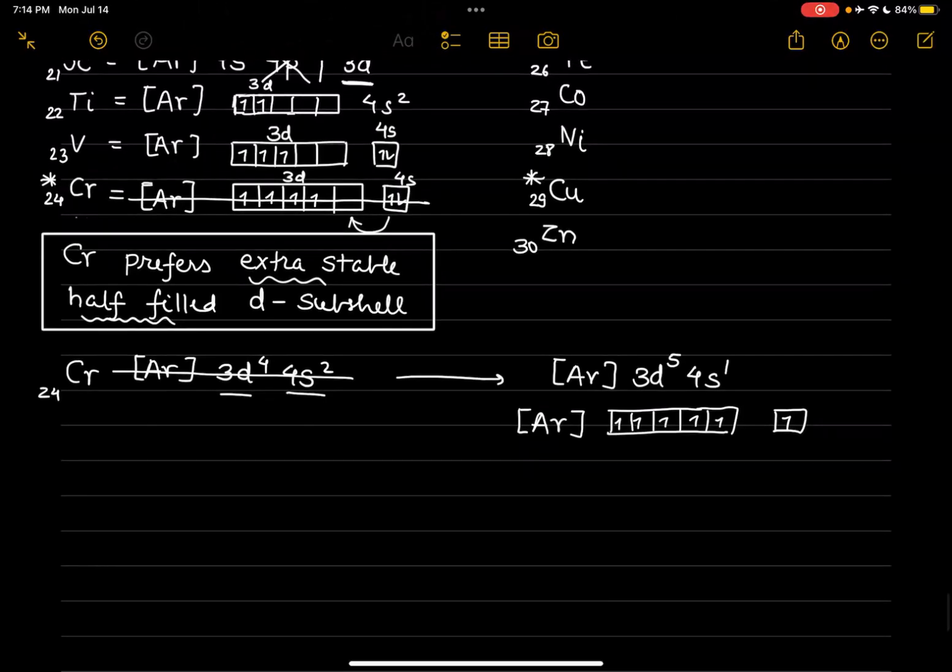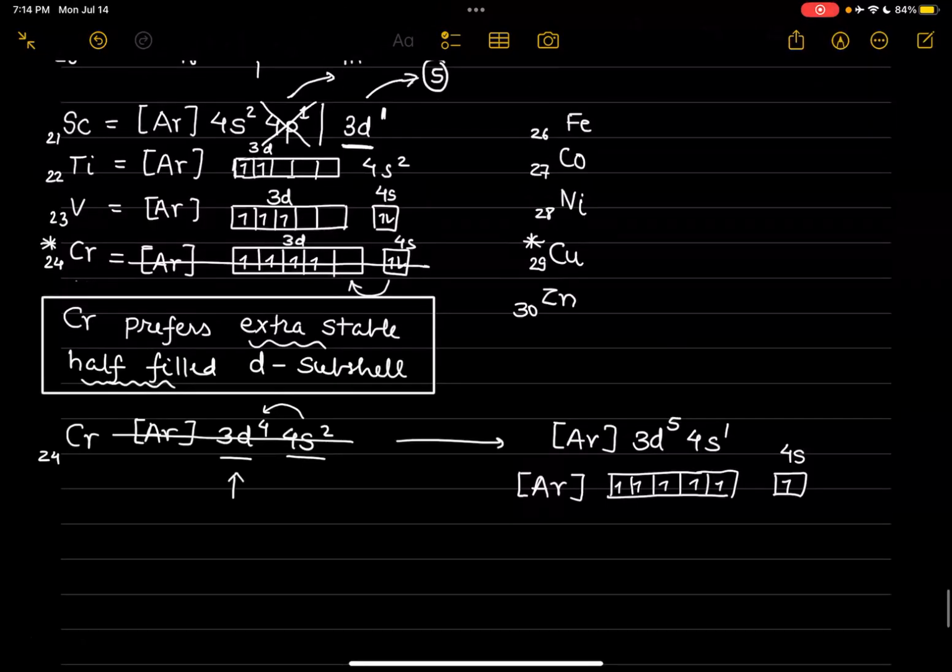How can you get it half filled? You can't bring in 26 electrons. This is chromium, which has just 24, so you can't bring one extra electron. So what you did is move one electron from 4s to 3d to make it half filled. These half-filled electronic configurations are stable. So you have moved one electron from 4s. So this is the exception.